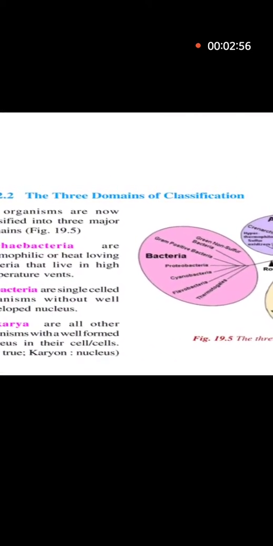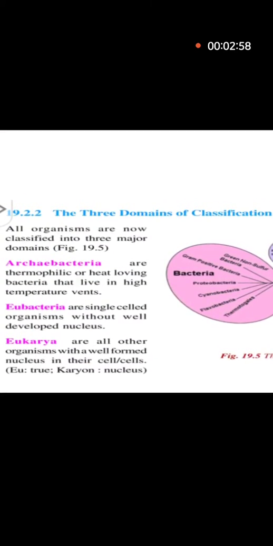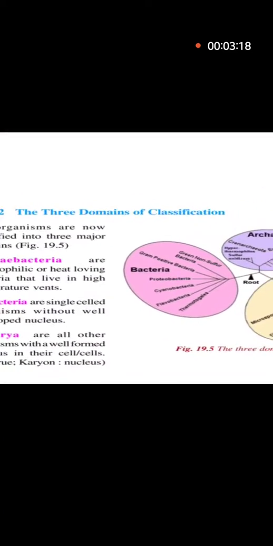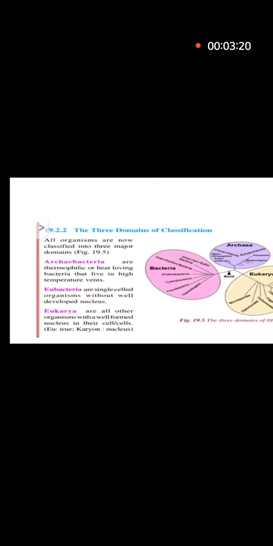Archaebacteria are thermophilic or heat loving bacteria which live in very high temperature. Eubacteria are single celled organisms and they do not have a well developed nucleus. Eukarya are the other organisms, all with a well developed nucleus in their cells. These are the three domains of classification.